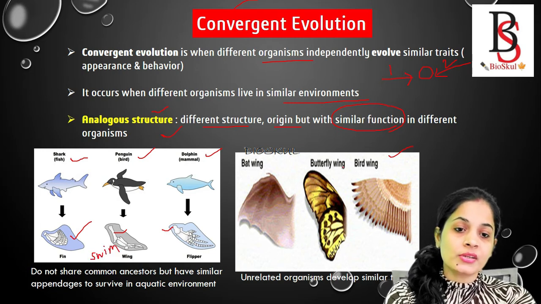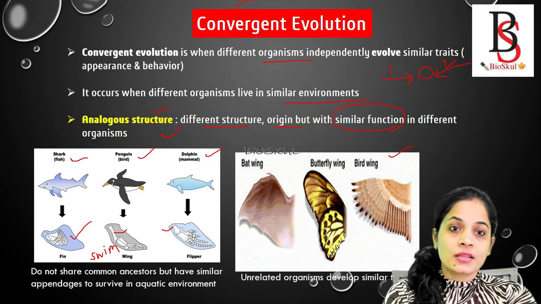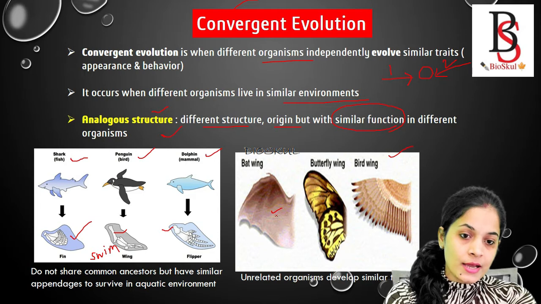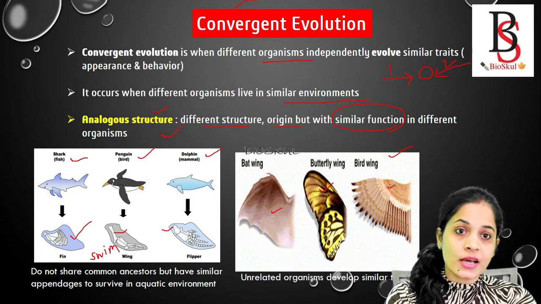In another example, the wings of bat, butterfly and bird originated from three different organisms, that is, their origin is different. Also, structurally and anatomically, they are different. But all these wings, though they are structurally different and their origin is different, have a similar function, that is they help in flying, right?